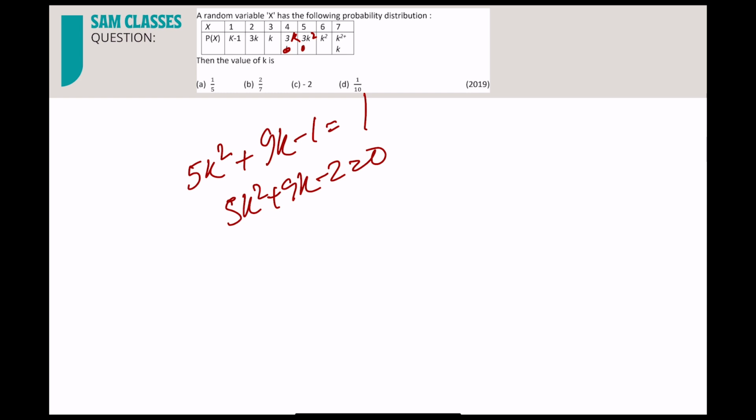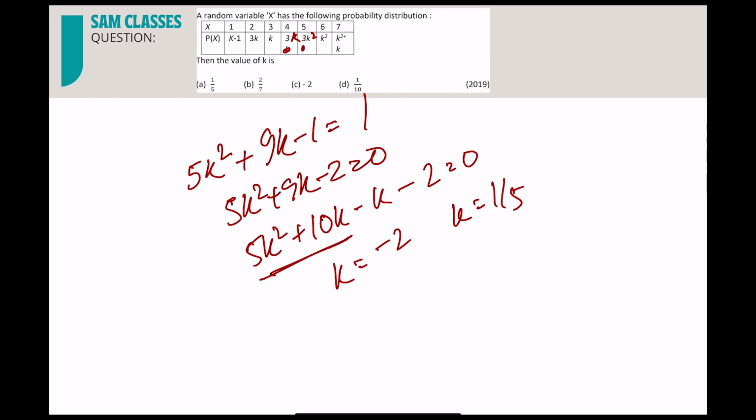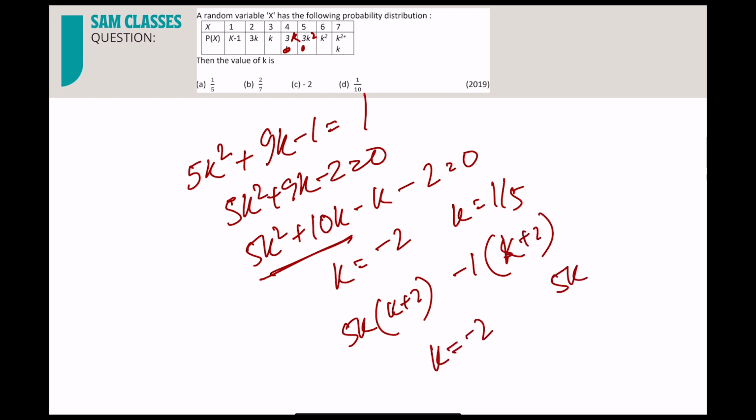This is the middle term factorization: 5k square plus 10k minus k minus 2 equal to 0. So you will get k equal to minus 2 and k equal to 1 by 5. If somebody doesn't know this, you can take 5k common, so k plus 2, and minus 1 you can take common, so k plus 2. So one value is k equal to minus 2, and the other, 5k minus 1 equal to 0, so 5k is equal to 1, k is equal to 1 by 5. You don't have to do this much, you can understand it just from here. So 1 by 5.